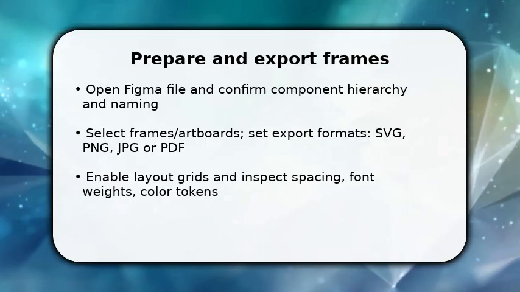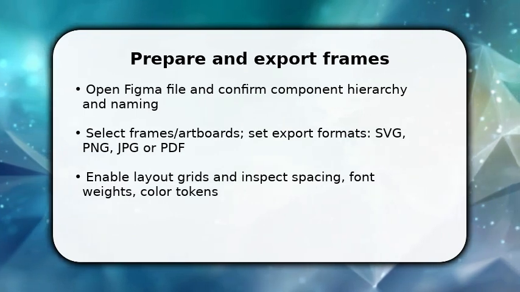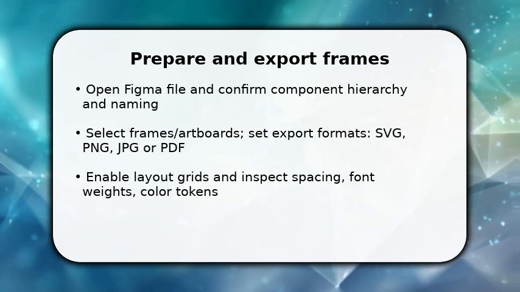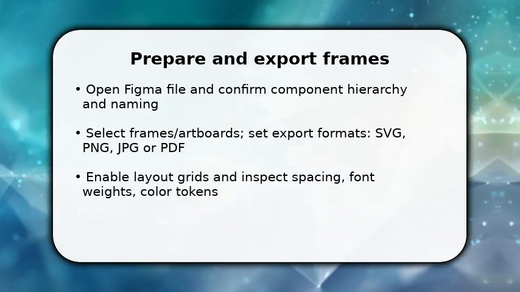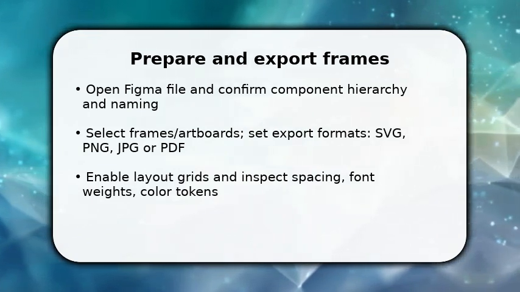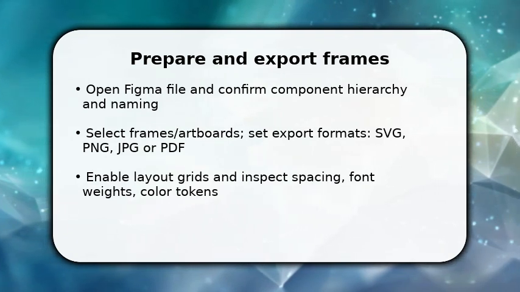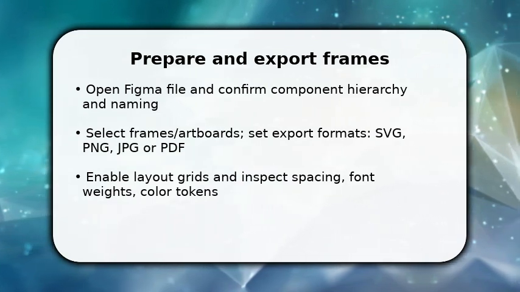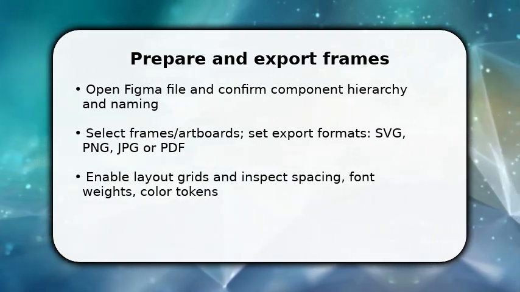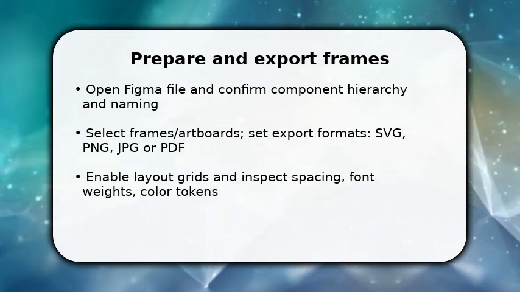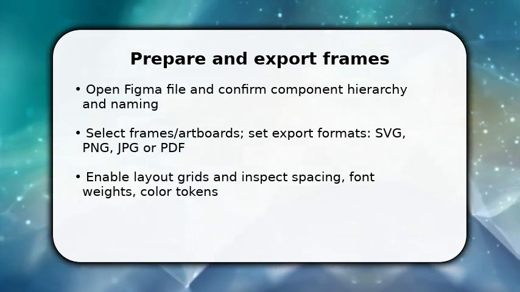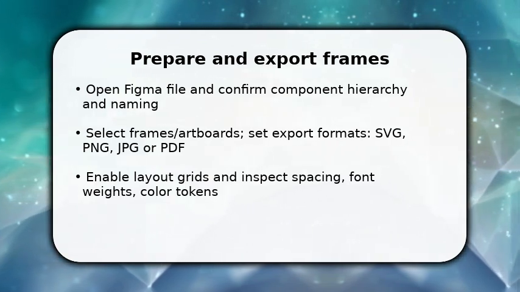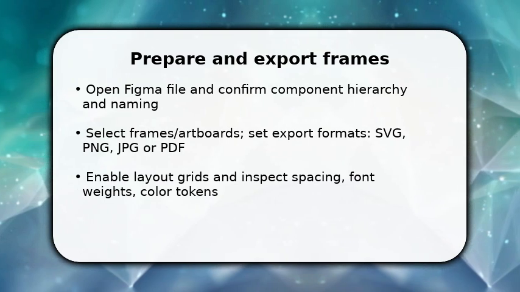You start by validating the Figma file structure and exporting the right assets. First, inspect component names and variants so code maps cleanly to UI elements. Once done, select frames and set export formats like SVG for icons and PNG for bitmaps. Make sure layout grids and color tokens are visible so spacing and colors translate to CSS variables. These steps reduce guesswork later and prepare clean assets for handoff or automated code extraction.